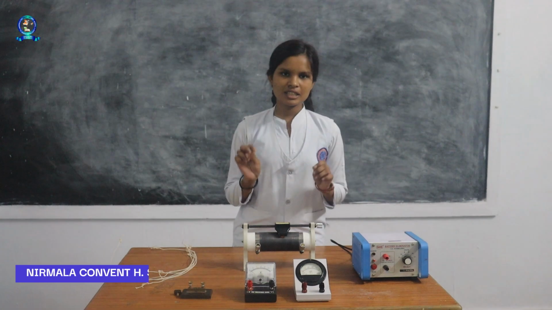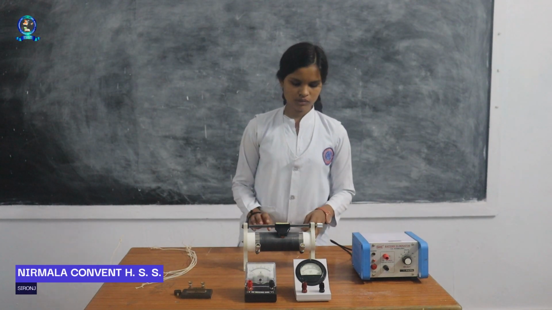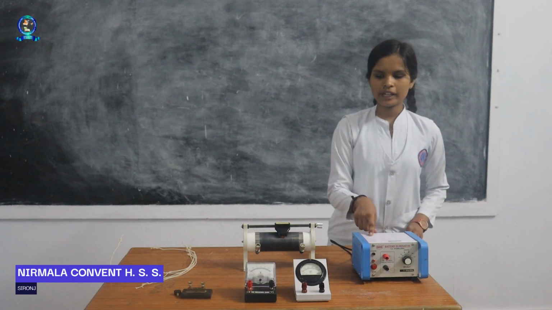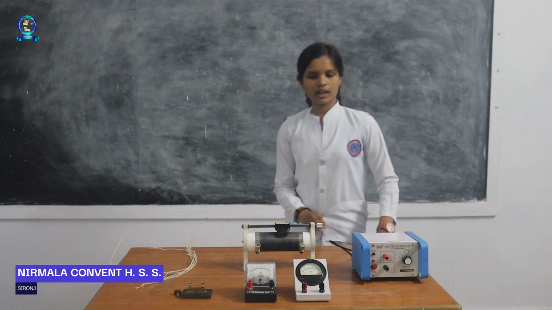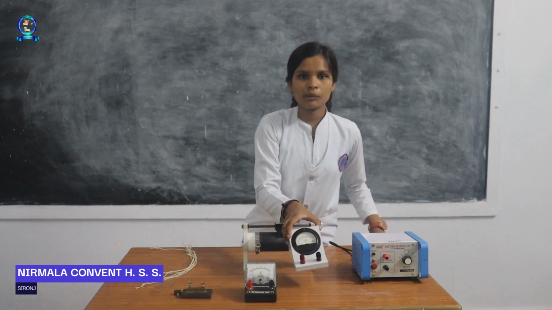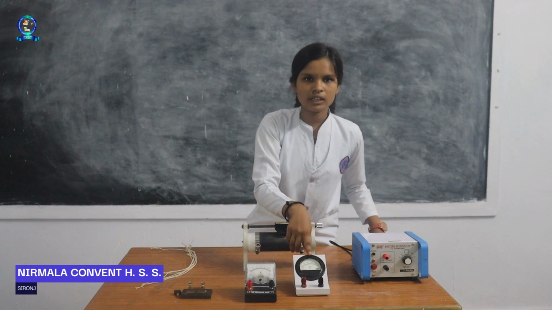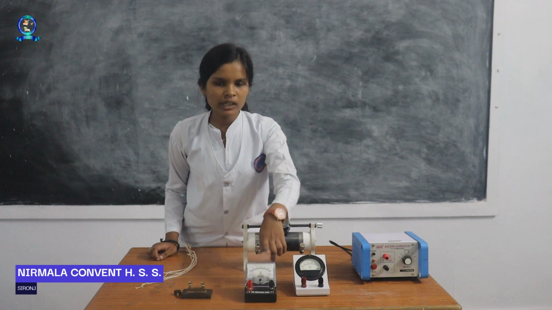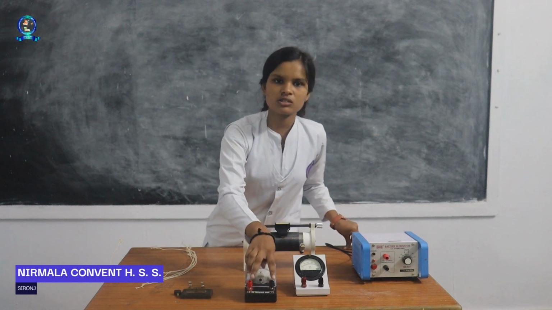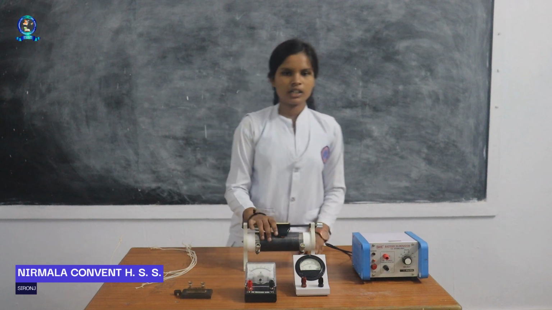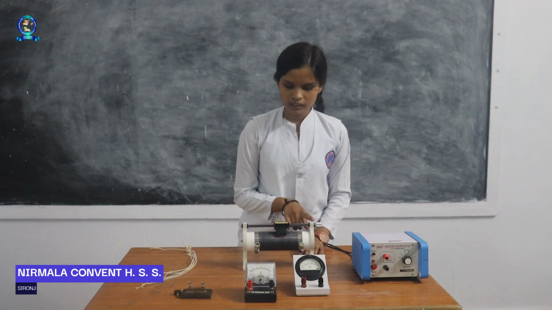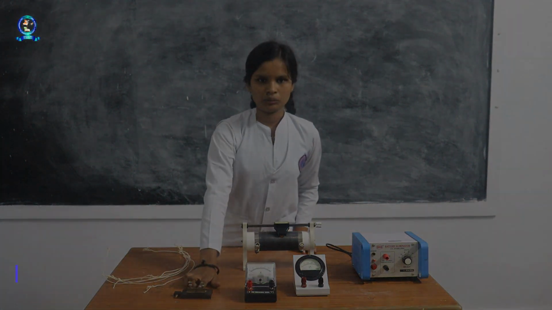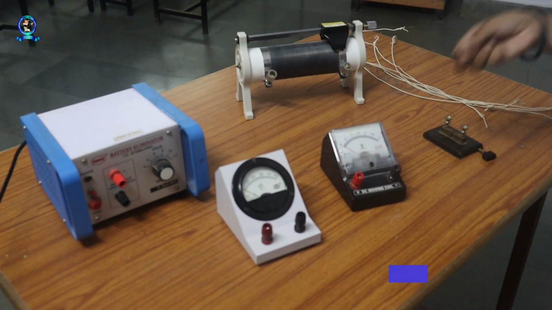In order to find the resistance of this wire, we need the following materials. First of all, we need a battery. The battery is used to provide voltage to the circuit. Now, we use a milliammeter. Milliammeter is used to find the quantity of current that is flowing in the circuit. Voltmeter. Voltmeter is used to find the potential difference across two ends. A rheostat. Rheostat is used to vary the resistance. Connecting wires to complete the circuit. And a key. Today we are going to find the resistance of this wire.